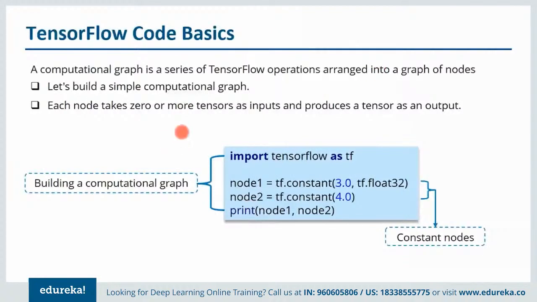So we have built a computational graph, and in this graph each node takes 0 or more tensors as inputs and produces a tensor as an output. One type of node is a constant, that I've told you about earlier as well. These TensorFlow constants take no inputs and output a value which is stored internally. Now I'll actually execute this in my PyCharm, so for that I'll open it.